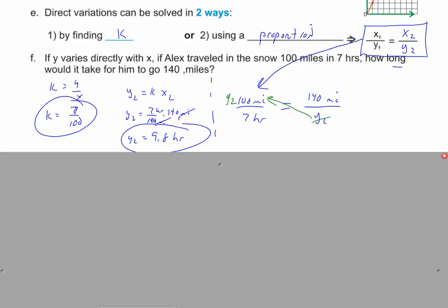Okay, we got rid of it. We moved it. Same thing as multiplying both sides by y sub 2. Now let's move the 100 miles. It's on the top. It goes to the bottom across the equal sign. All right. Let's move the 7 hours. It's on the bottom, so it goes to the top across the equal sign.